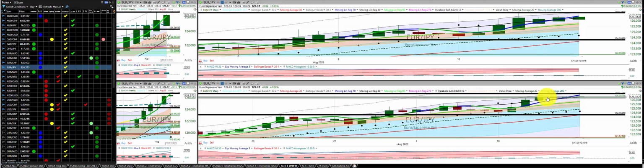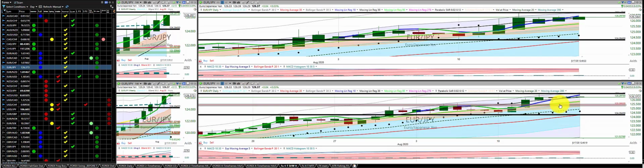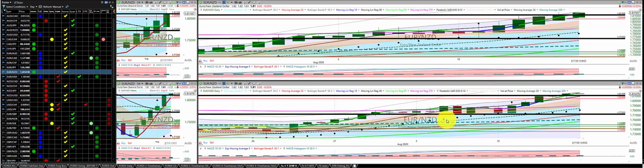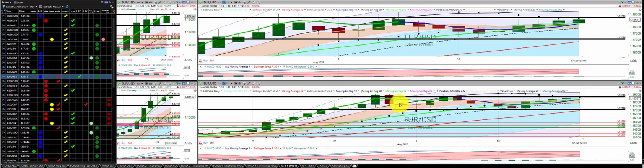Euro Japanese yen, we're in this trade. Move the stop to the edge of the river. Euro New Zealand dollar, we're in this trade. Move the stop to the hump of the dragon. Euro US dollar, we're in this trade. Move the stop to the belly of the dragon.